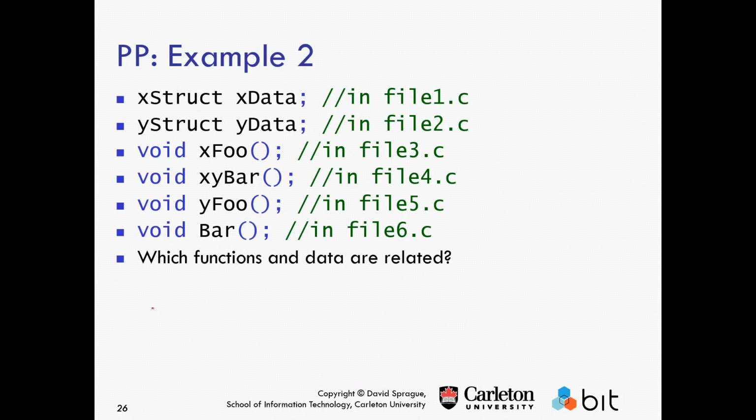Okay, here are a bunch of files, a bunch of functions like xfoo, xybar, yfoobar, and they're in different files. And the question is, what data and functions are related to what, right? Maybe xfoo requires x data and xybar requires x data and y data and a bunch of other things. And how do you know where you put all those files? Do you organize the functions in alphabetical order? Do you group them based off of what they're related to? They're somewhat random choices.